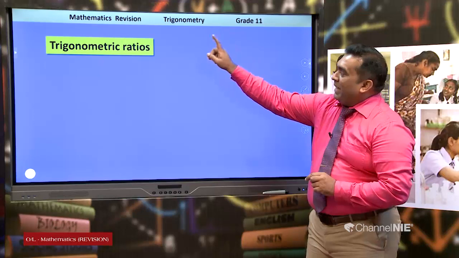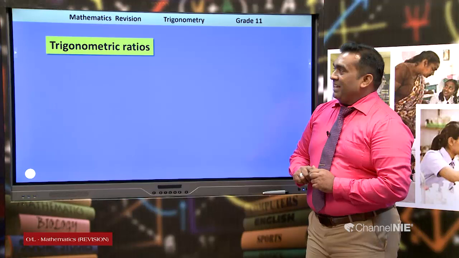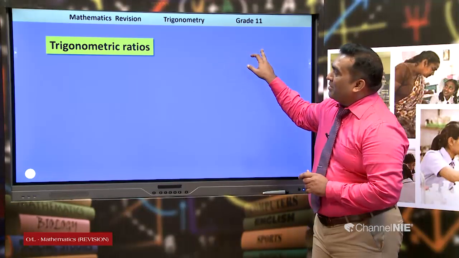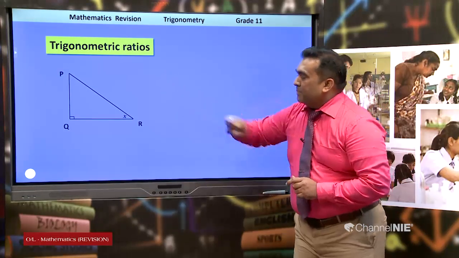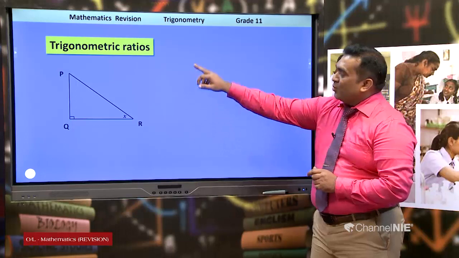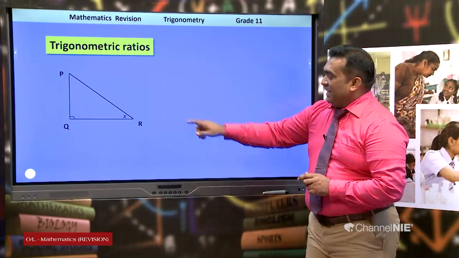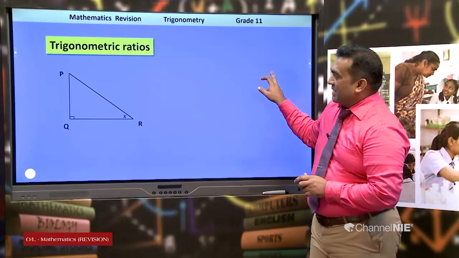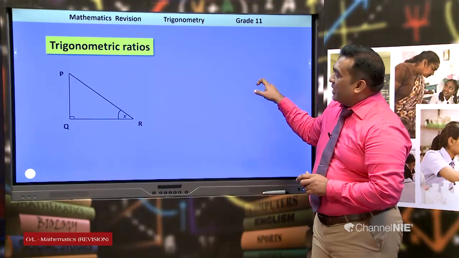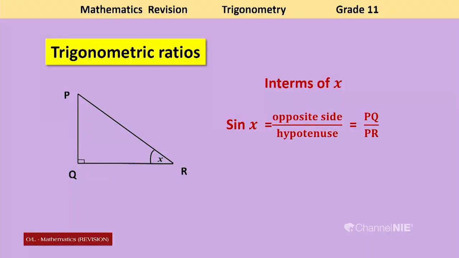Now we are going to make a relation between sides. How to do it? Using trigonometric ratios. Now we are going to apply the concept of trigonometric ratios to the right angle triangle PQR. It is clear that angle PRQ is named x. Then what is our first trigonometric ratio? In terms of x, sin x. This is our first trigonometric ratio, sin x.